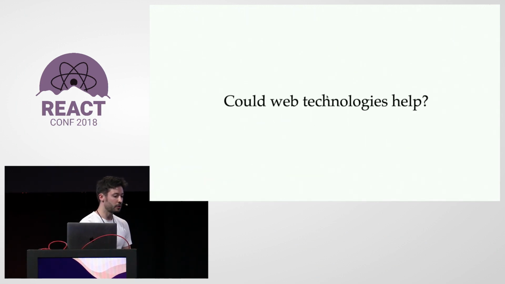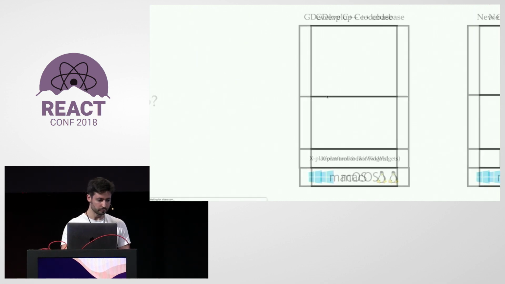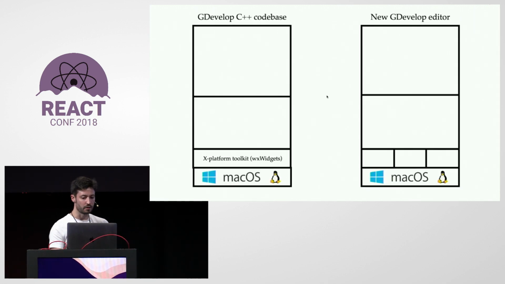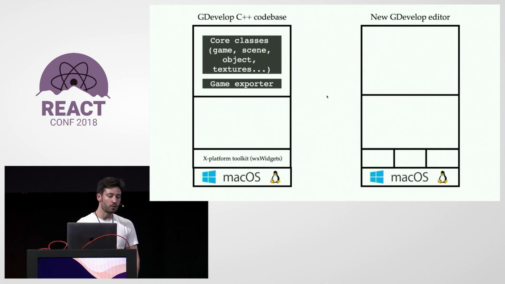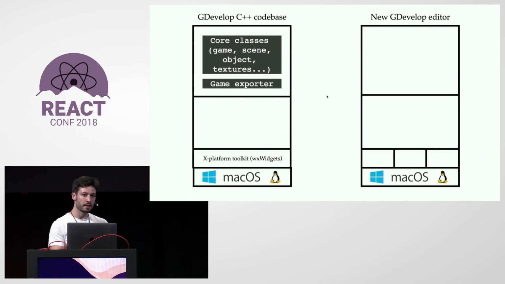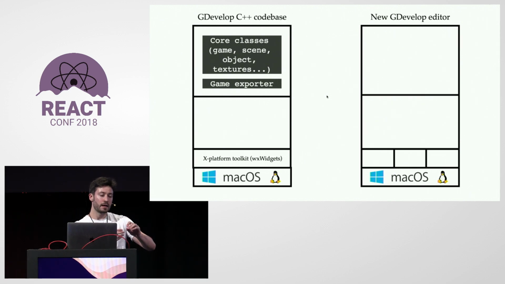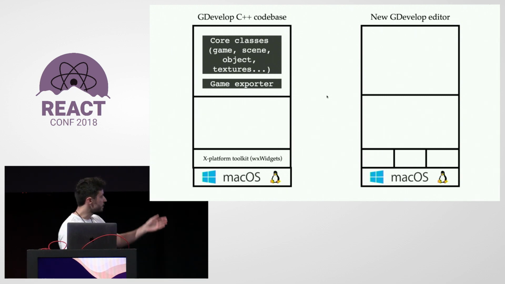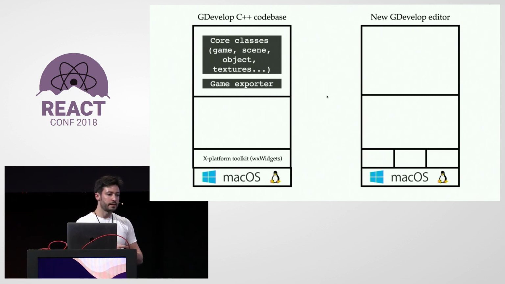So my question at this moment was, could web technology help? I've been doing a lot of React and React Native, and I was really fond of the whole way of doing UI with it. So I was like, let's try to use it. How could we do it? Let's take a look at the C++ code base that we had. There are all the core classes to describe what a game is, what a scene is, objects, what the events are, and how they are translated to JavaScript. And that is done by the game exporter, meaning that it takes your whole game and outputs it as an HTML5 game in JavaScript.